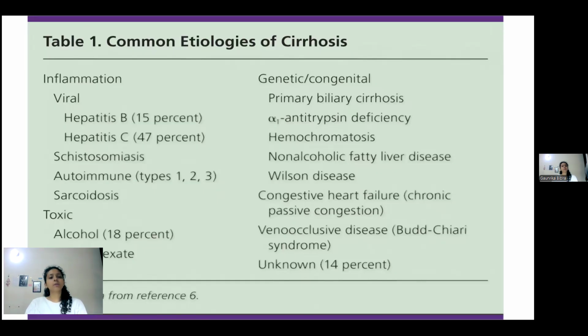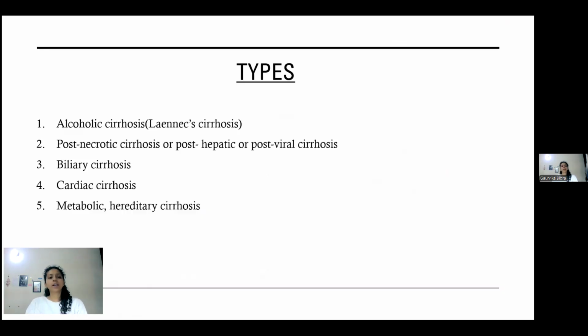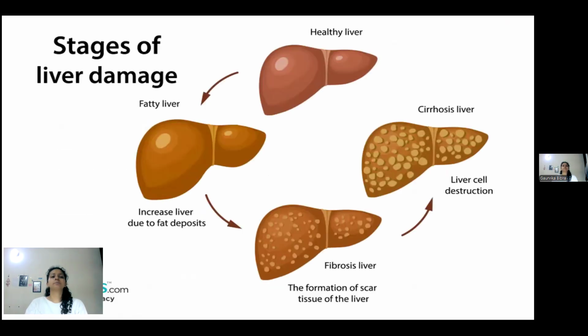Common etiologies include inflammation: viral hepatitis B and C, schistosomiasis, autoimmune types 1 to 3, sarcoidosis. Toxic causes include alcohol or drugs such as methotrexate. Congenital and other causes include primary biliary cirrhosis, alpha-1 antitrypsin deficiency, hemochromatosis, non-alcoholic fatty liver disease, Wilson's disease, congestive heart failure, veno-occlusive disease such as Budd-Chiari syndrome, and unknown causes. Types are alcoholic cirrhosis, also known as Laennec cirrhosis, post-necrotic cirrhosis or post-hepatic or post-viral cirrhosis, biliary cirrhosis, cardiac cirrhosis, and metabolic or hereditary cirrhosis.